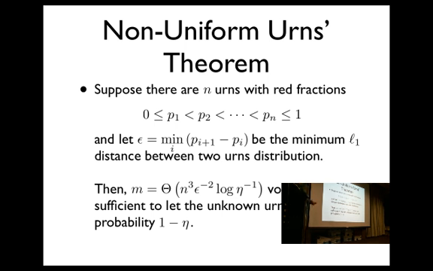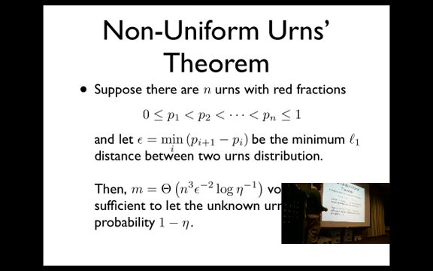So we define this epsilon, which is the minimum over i of the difference of the red fraction between 2 neighboring urns. And this epsilon, you can see that it's just a constant factor times the minimum L1 distance between 2 different urns' distributions. And what we will be showing is that if you have n cubed over epsilon squared times some logarithmic term many voters, you have enough voters to win with probability at least 1 minus delta.